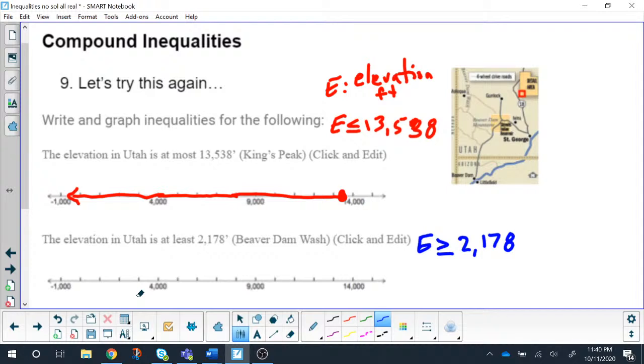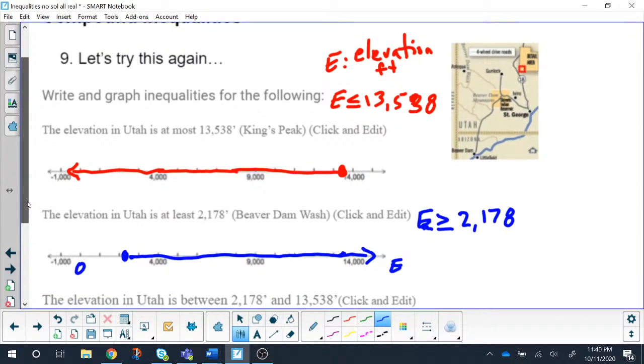So to graph this one, I'm graphing the elevation, everything above 2,178. These are counting by 1,000s. This would be 0. Usually it's nice to have 0 on my number line. So this is 1,000, 2,000. So right about here is where Beaver Dam is. And this one goes on and on and on. And I would shade to show greater than or equal to. I would shade everything to the right of the boundary point here.